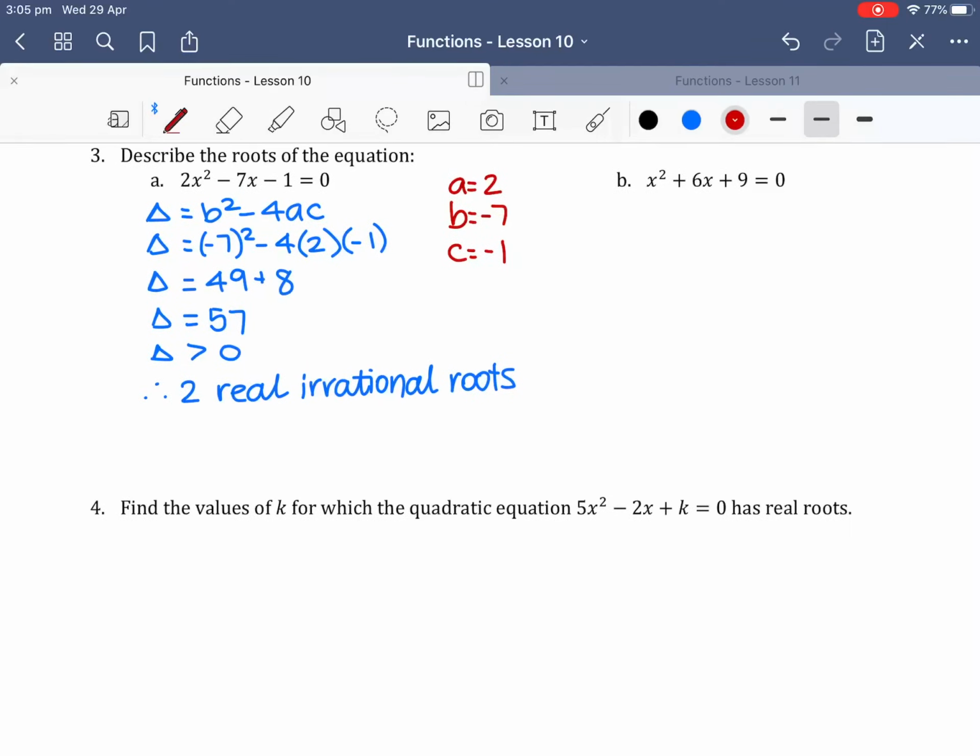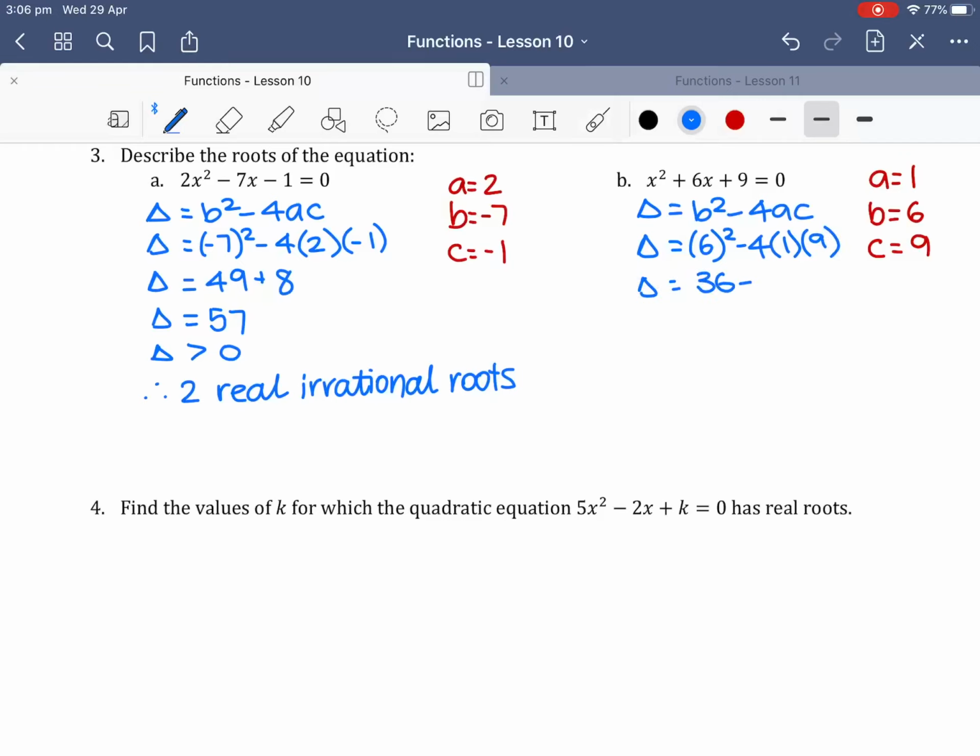In 3b, we have that x squared plus 6x plus 9 equals 0. So our a is 1, our b is 6, and our c equals 9. So we're going to sub these into our discriminant of b squared minus 4ac. So our discriminant equals 6 squared minus 4 times 1 times 9. So our discriminant equals 36 minus 36. So our discriminant equals 0.